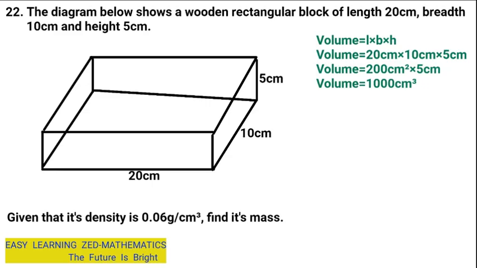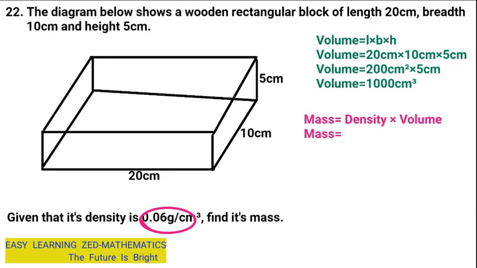So here we're going to write the formula for finding mass. Mass is equal to density multiplied by volume, like I said earlier on. So we're going to have mass, and what is the density? The density is this quantity given in the question, which is 0.06 grams per centimeter cubic.